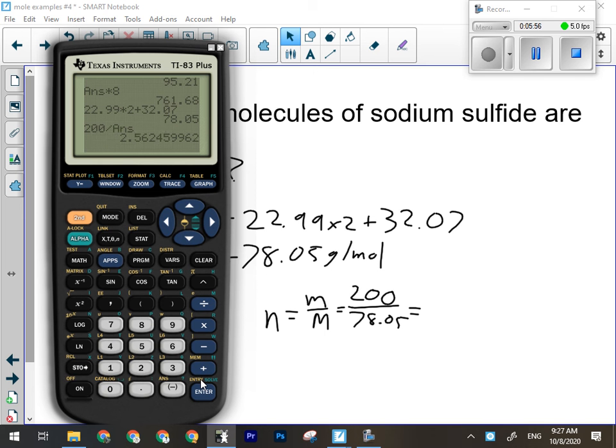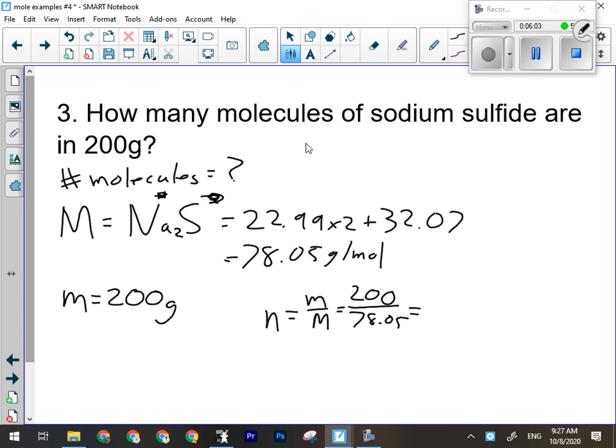Okay, so we have 2.56 moles. Now obviously I want to keep all those decimals, I just don't want to write them all down because I'm lazy. Okay, 2.56 moles. What can I do with that number and Avogadro's number to get my number of molecules? Okay, remembering that Avogadro's number is the number of molecules in 1 mole. I have 2.56 moles. What do I do with those two numbers?